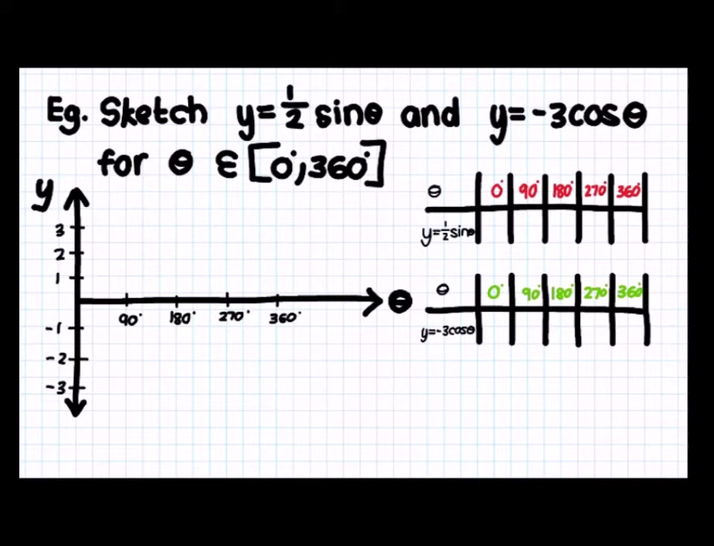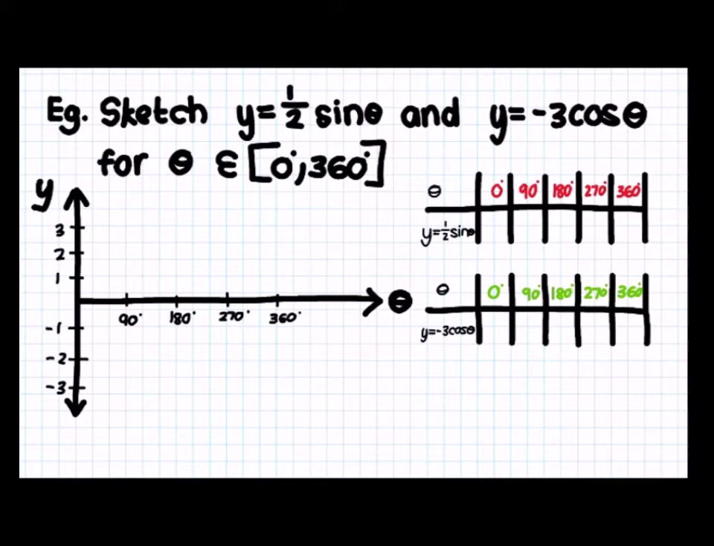We're going to sketch these two graphs between theta equals 0 and theta equals 360, and then we're going to try and interpret them. So they look a little bit different at first because we've got a half sine theta and minus 3 cos theta. But we do the same steps as always. So we start out, we have our table, and we work out some points. So we plug in the values of theta into y equals a half sine theta.